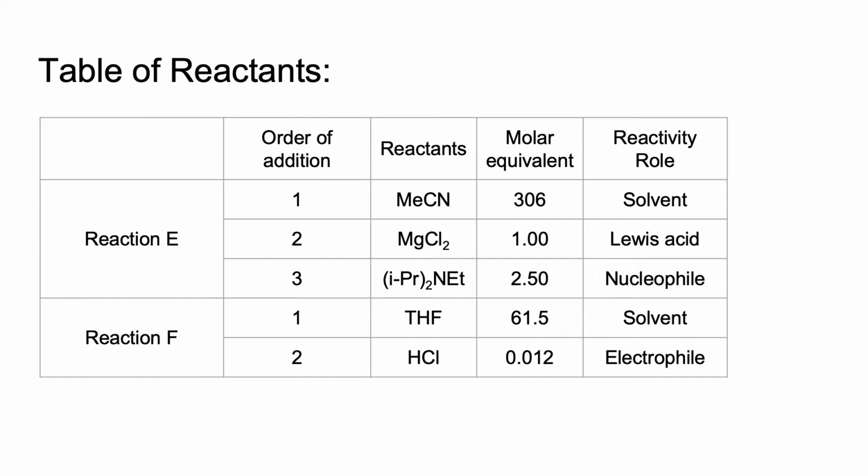After heating the mixture to 50 degrees Celsius for 10 minutes, they added 1.45 milliliters of diisopropylethylamine, a bulky base. It acts as a weak nucleophile. Moving on to reaction F, we first have THF, which acts as a solvent. They stir the product solution from reaction E in 100 milliliters of THF, and then they add 20 milliliters of 37% hydrochloric acid, and it acts as an electrophile.